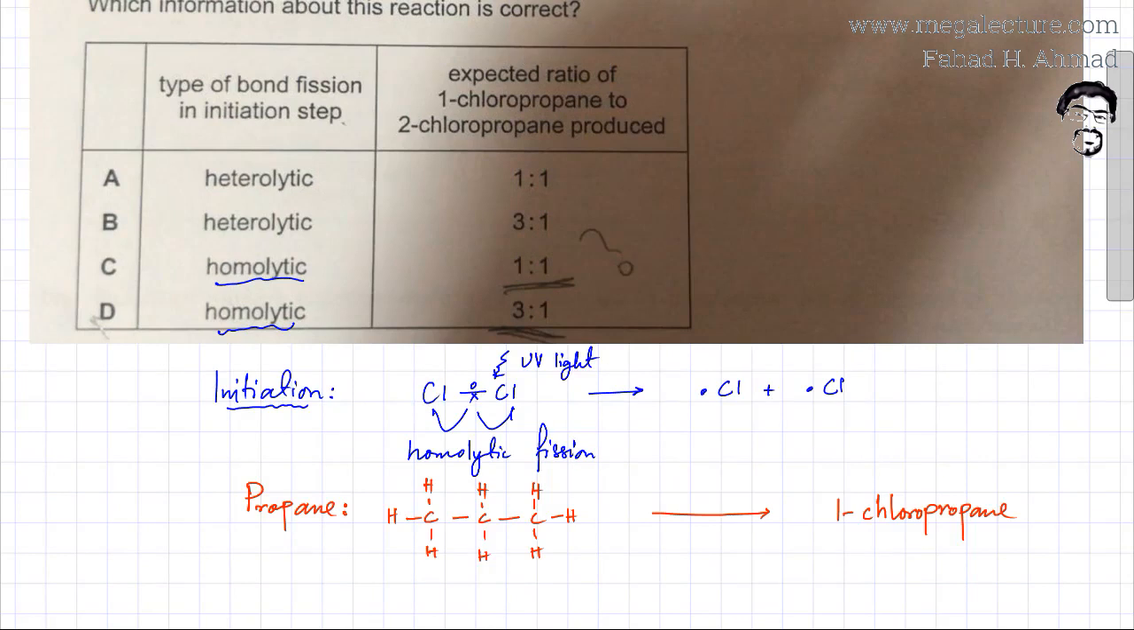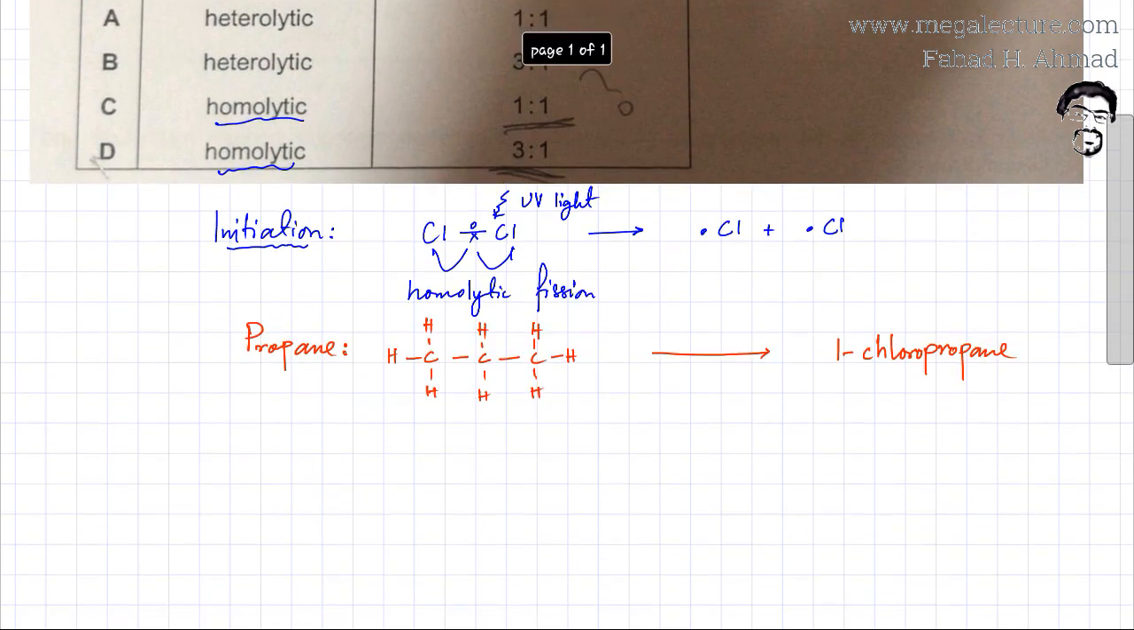Now moving to the other part of the question, which states that there is propane and a substitution happens and 1-chloropropane is formed. And the questioner wants us to tell them what is the expected ratio of 1-chloropropane to 2-chloropropane. So how is 1-chloropropane produced? Let me explain this.